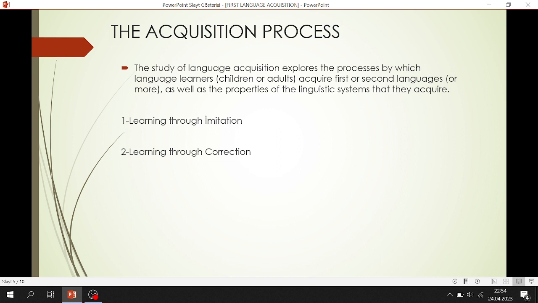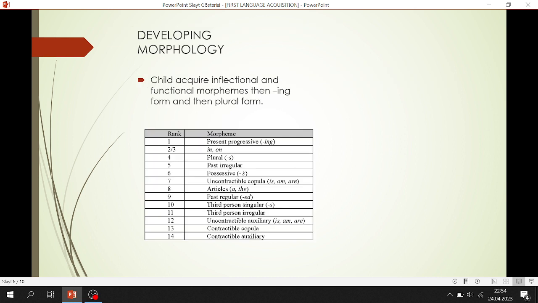What about learning through correction? It's really easy. Corrections are a very effective determiner of how the child speaks. There is a correction here. It's a really easy and really effective way. Let's move on to developing morphology.